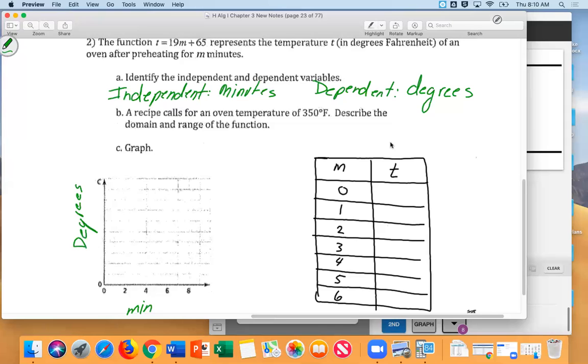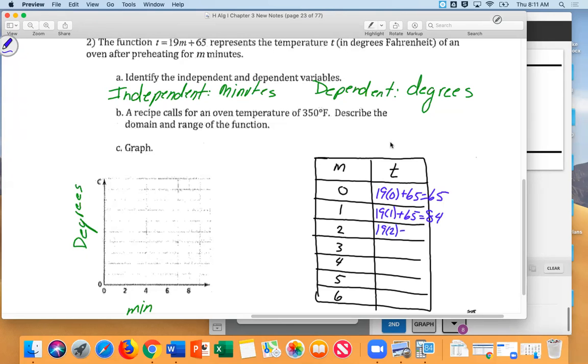Describe the domain and range of the function. Well, I can't answer that just yet, right? I don't know enough about this. So I'm going to create my table, and I'm going to see what happens. So 0, if I plug in 0, I have 19 times 0 plus 65. That equals 65. 19 times 1 plus 65, that's what? 84.